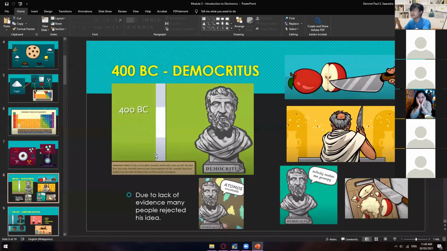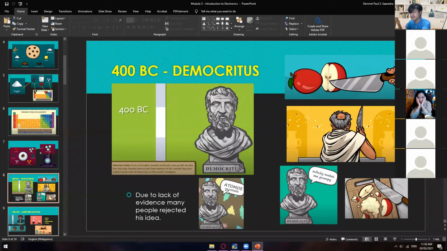All right, so let's go back to 400 BC. As you guys can see right here, this is Democritus, wherein he came up with an idea: you can cut an apple, and then you just keep on cutting it, half to half, like infinity, until there is a part that you cannot cut any further. In that time, he assumed that the part you cannot cut anymore is already called an atom. Before, it was not called atom, but he called it atomos.